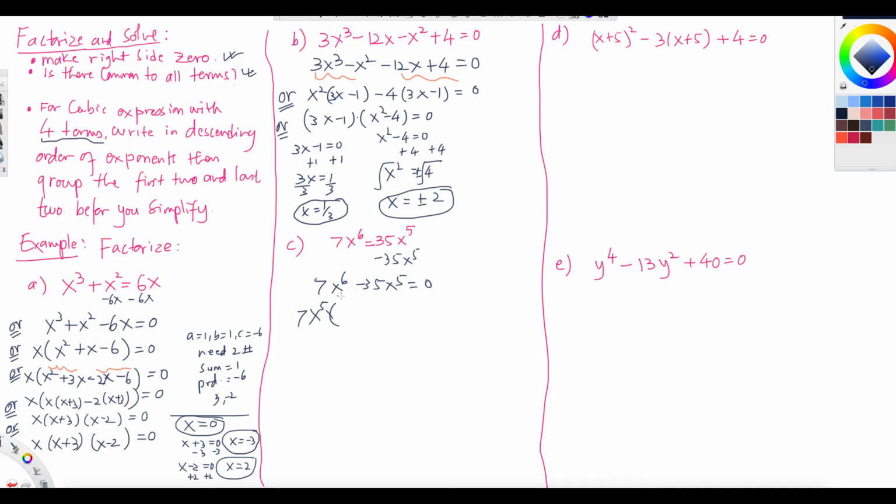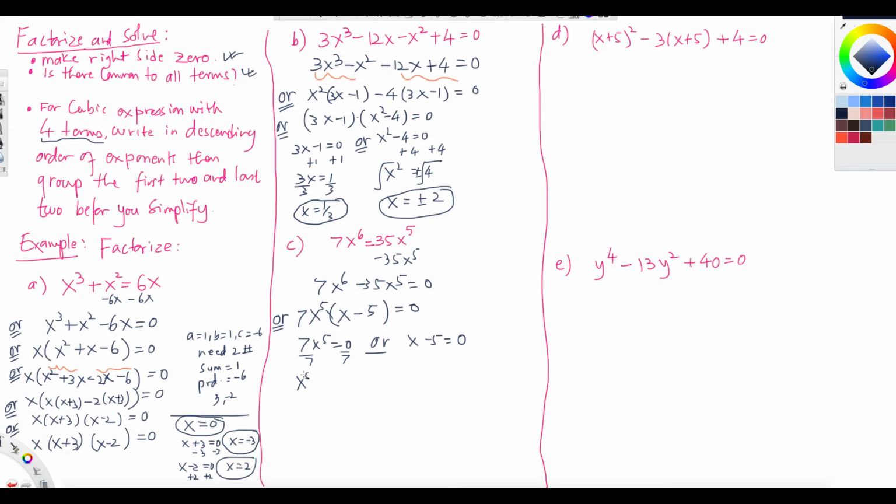If you take that common, what is left is x, right? If you take x to the 5 out, there is x left, and then minus, what is left? Another thing is 5, because when you take 7 out, 7 times 5 is 35. So that's why it equals 0. Now you take 7x to the 5 equals 0, or x minus 5 equals 0, right? You can write "or" here too.